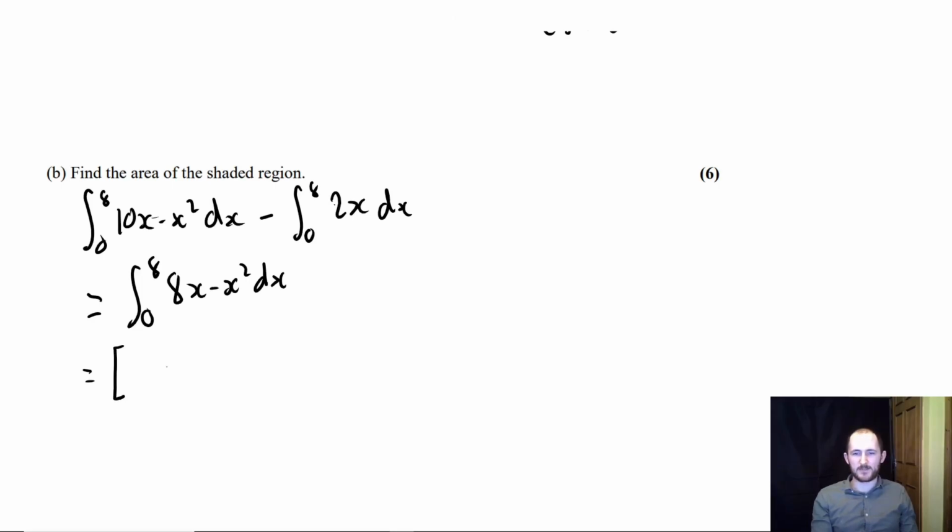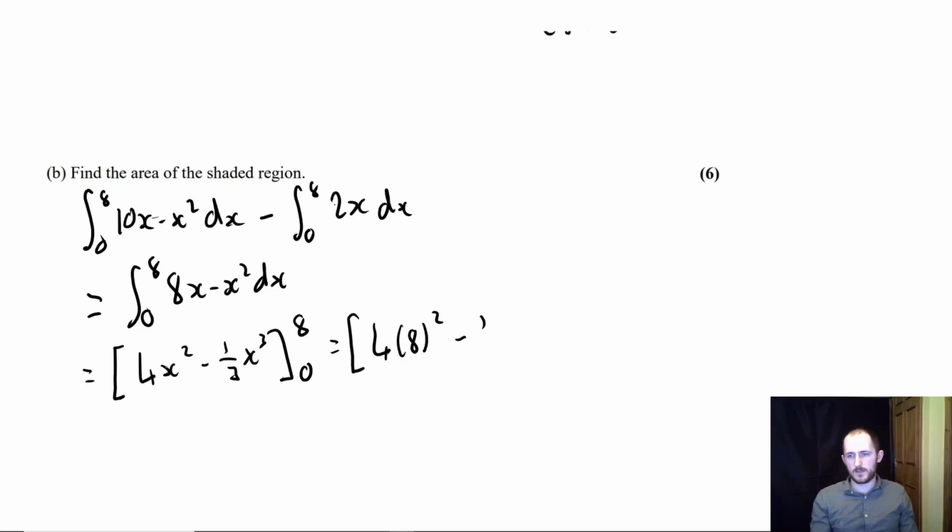And add 1 to the power, divide by the new one, so we have 4x squared minus a third x cubed. And we're subbing in the values of 8 and 0, which is squared. And then, of course, since we're subbing in 0 into something that only has x's, 0.